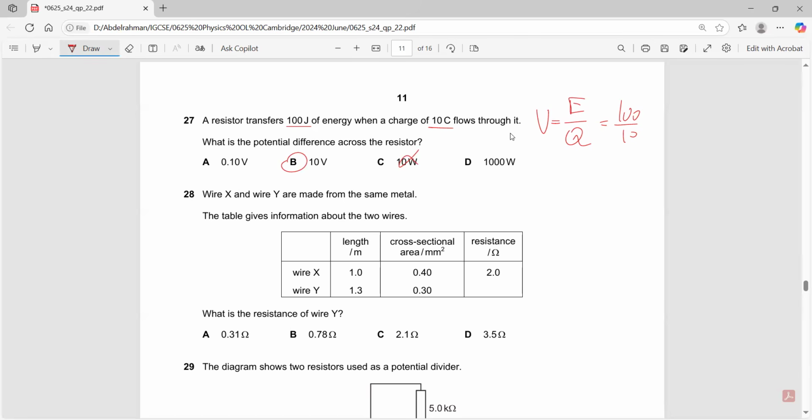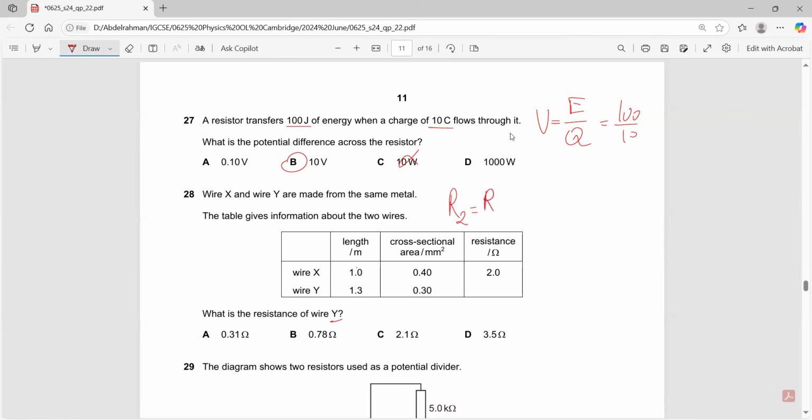We have wire X and wire Y made of the same metal. Can I find the resistance of wire Y? Yes, the length has increased, the cross-sectional area has decreased, the resistance of X was 2. Can I find the resistance of Y? Yes, to find the resistance of Y, what do I say?